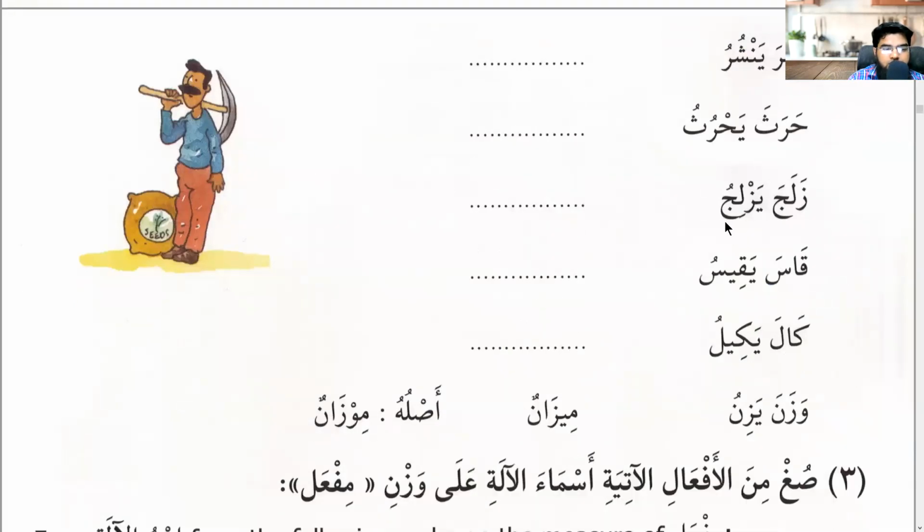Then zalaja yazliju. Zalaja yazliju is to slide. Zalaja is to slide down. So mizlajun is a sliding bolt. You get this in windows, right? You put this bolt. Just some instruments.